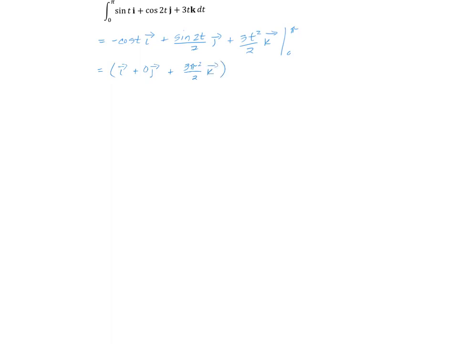So it's always upper limit minus the lower limit. Putting in 0 for t, cosine of 0 is 1. So this becomes a negative i. Putting in 0 for t, I get a 0 for my j. So again, I'm going to write it just for now. I don't really have to. And then putting in 0 for t on the k component, again, that's going to be 0 as well. Combining this, I get 2i, no j's, and then plus 3 pi squared over 2 k.